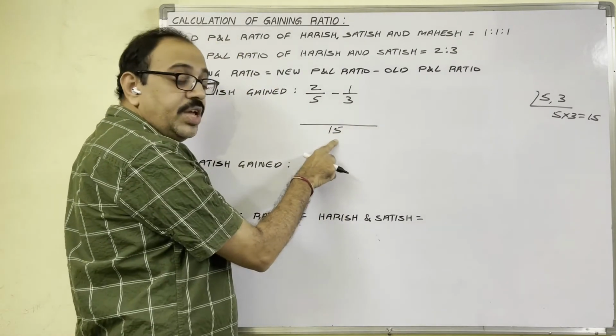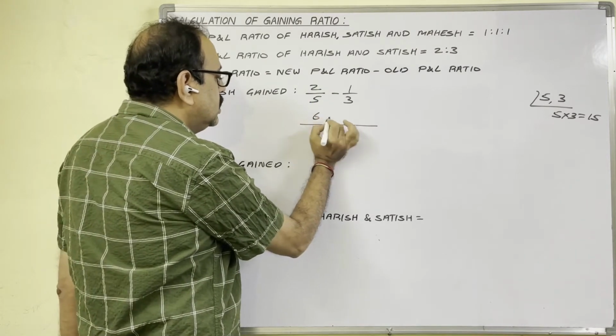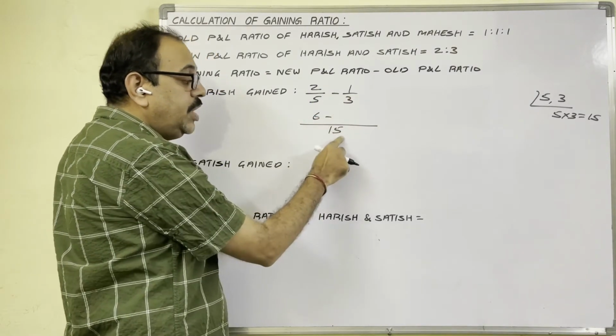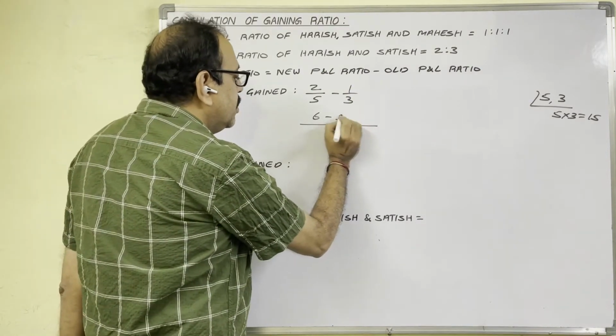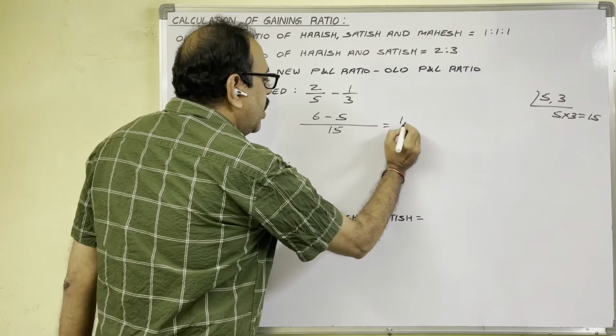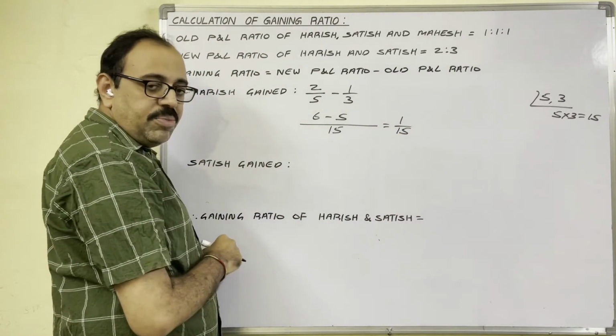5 how many is 15? 5 3s are 15. 3 into 2 is 6, minus 3, how many is 15? 3 5s are 15. 5 into 1 is 5, equal to 1/15. For Satish also do the same.